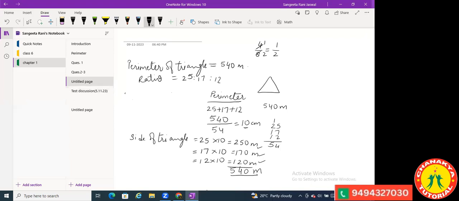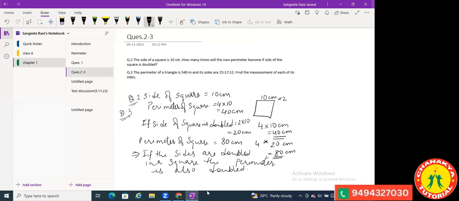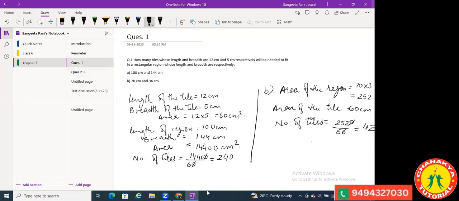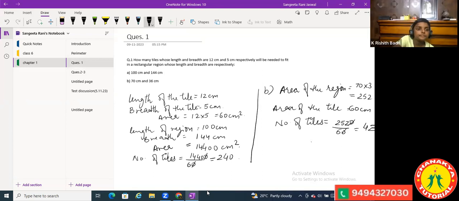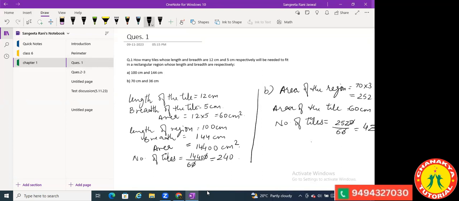So you understand? Ma'am, can we leave? So just to review once what we did today. We did question 1 where we found the number of tiles. We were given the length, we found the size of the tile, the area of the tile, and we found the number of tiles by dividing the area of the region by the area of one tile. Similarly, we did for the other one. The area of the tile was already given. We found the area of the region and the number of tiles.